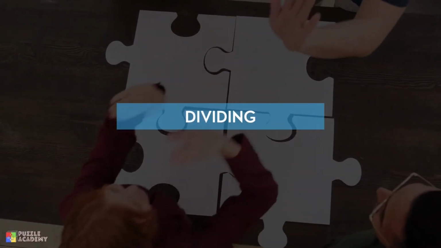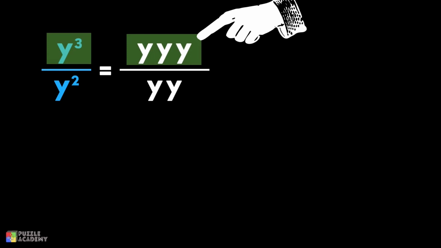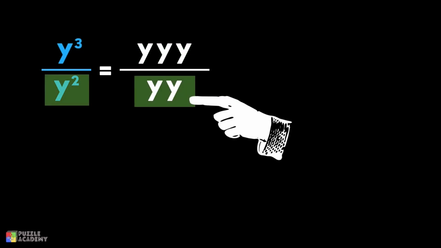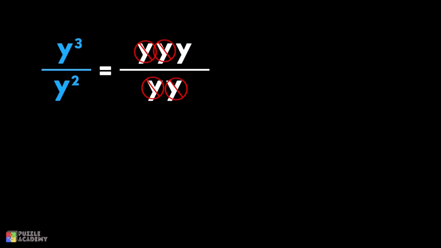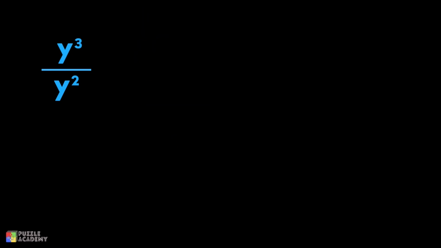In dividing, how do we do this? Y raised to 3 divided by y squared. First, let us write out all the multiplies. So we have y times y times y over y times y. Now, we remove any matching y's that are both top and bottom because y over y is equal to 1 and we are left with y. So the 3 y's above the line get reduced by 2 y's below the line, leaving only 1 y.